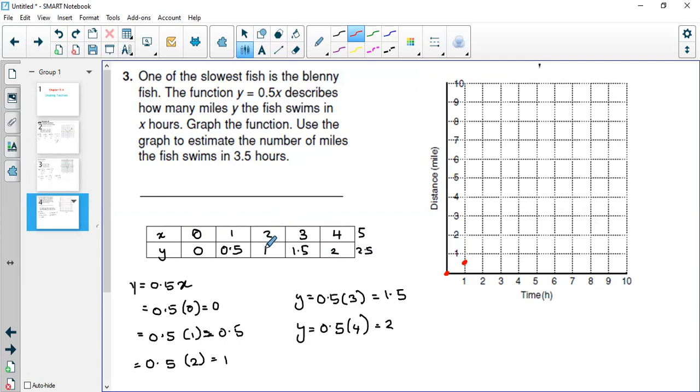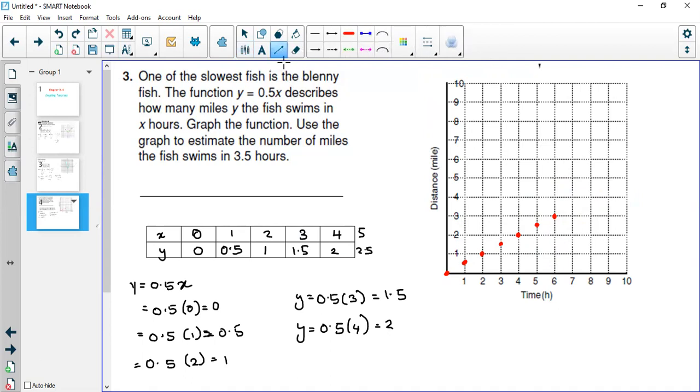Then when x is 2, y is 1. So that is the perfect point here. Then when x is 3, y is 1.5. That's here between 1 and 2. So we graph it in between. Then 4, it's 2. And you can just continue. 5 is 2.5. Then 6 will be 3. It's an increase of 0.5. So you can complete the table.